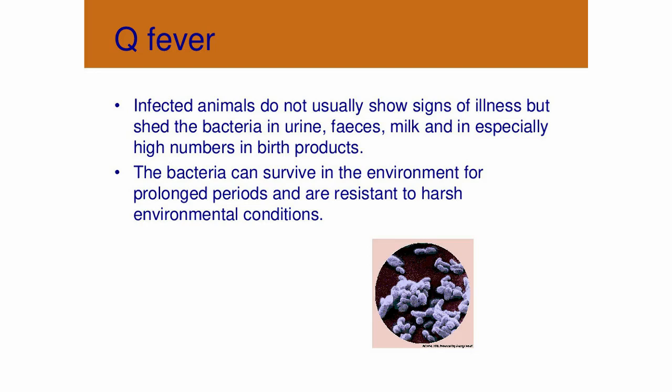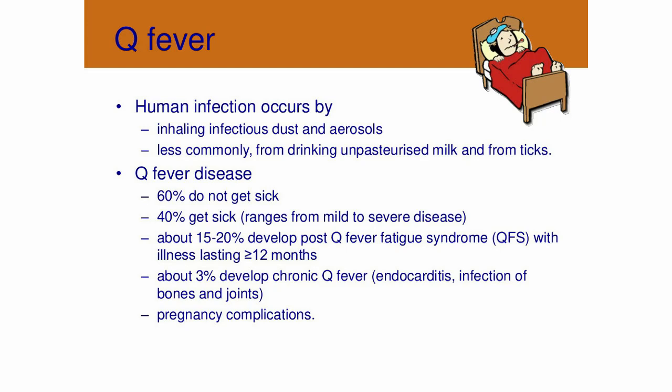So what happens if you get Q fever? Well, human infection first occurs by inhaling infectious dust and aerosols. So, for example, when assisting with birthing or cleaning animal housing. Less commonly, infection occurs from drinking unpasteurized milk and from tick bites. About 60% of people don't get sick at all when they get Q fever, and the time they know they've been previously infected is when they undergo Q fever screening.